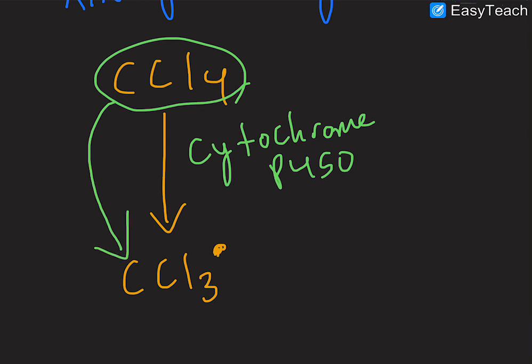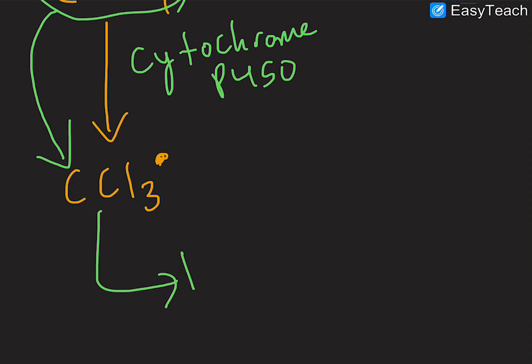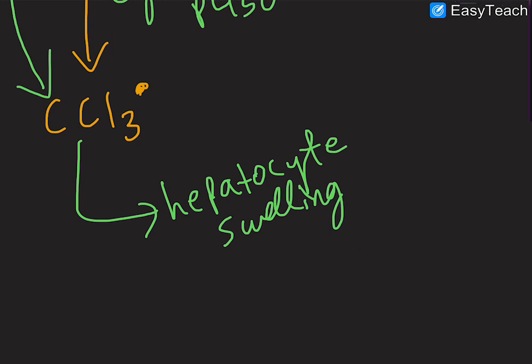trichloromethyl radical. Okay, and this is bad because obviously this is going to injure your hepatocytes, which can lead to hepatocyte swelling, right? Because of cell injury. So hepatocyte swelling. Obviously, because it's a free radical, right? It's going to damage the parenchyma overall. So this can actually lead to necrosis of your liver parenchyma.